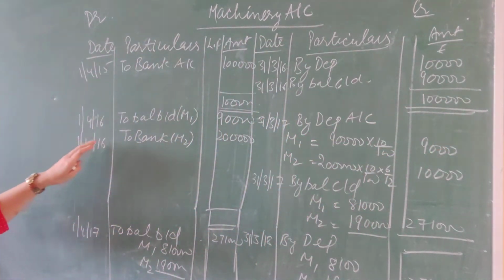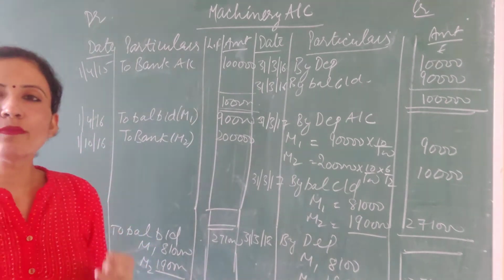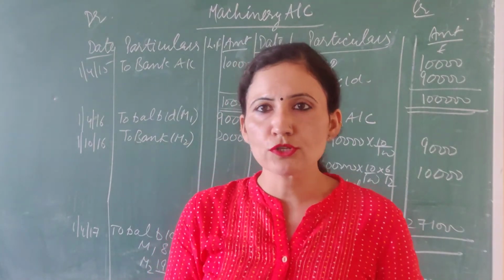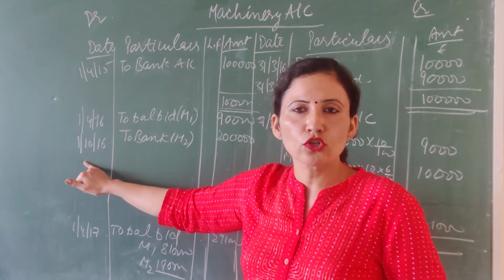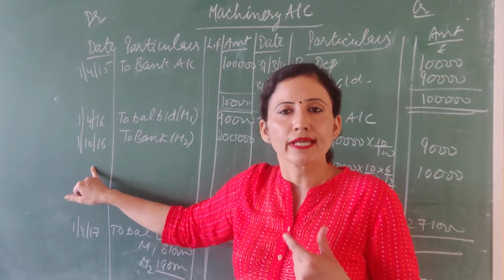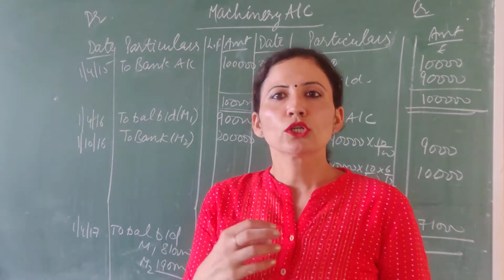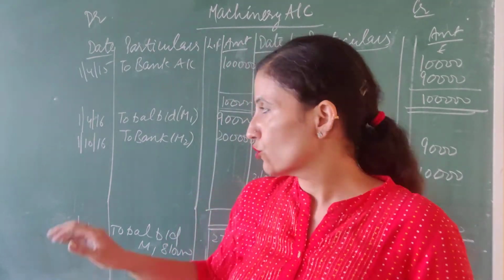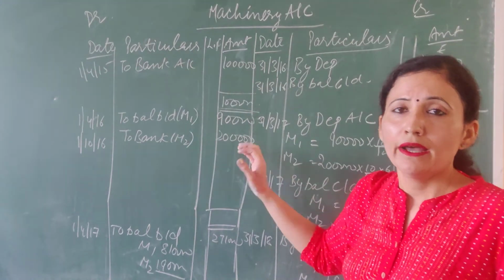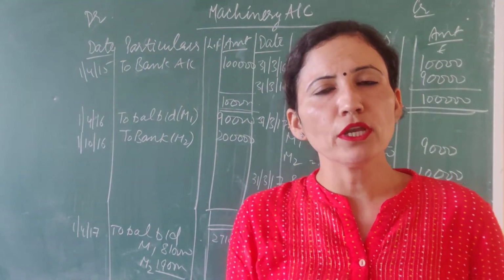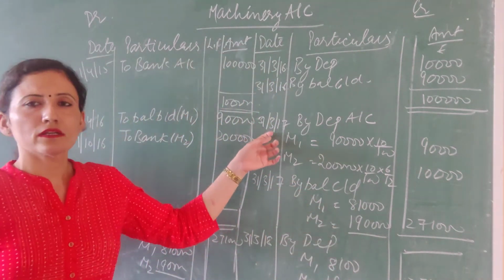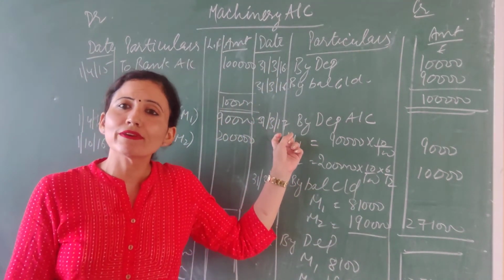Now in the beginning of the next year I have written down to balance brought down, and in bracket M1, since I am going to purchase one more machine. So it is 1st October 2016. This is the second purchase, my second machine. So I will denote it to bank M2. This is of 2 lakh. And since it is purchased in between the year, I will apply 6 months here. And the closing date of the year is 31st March 2017.